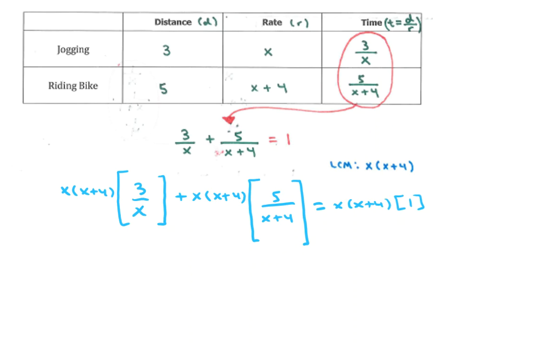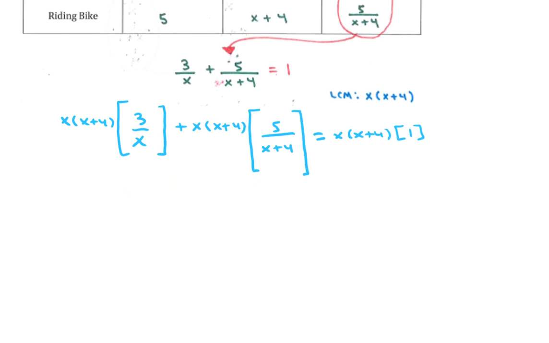So what we'll do is figure out how things simplify. Remember, the point of the LCM here is to clear all the denominators. If we look at our first fraction on the left, we see that x is going to cancel out with the x from the LCM. What's going to be left over is x plus 4 times 3. In the second fraction on the left, quantity x plus 4 is going to cancel out, and what's going to be left over is x times 5.